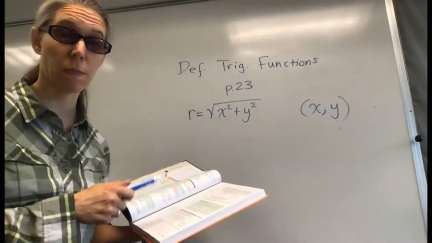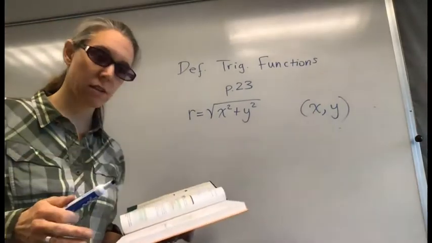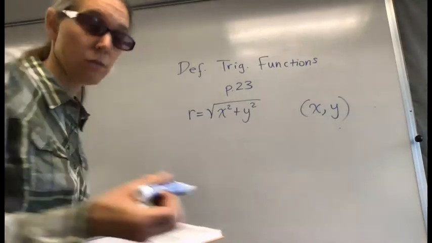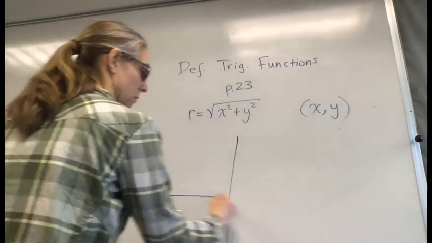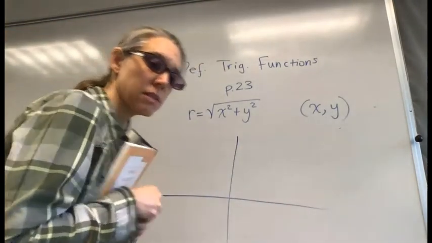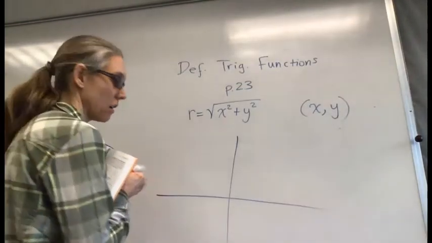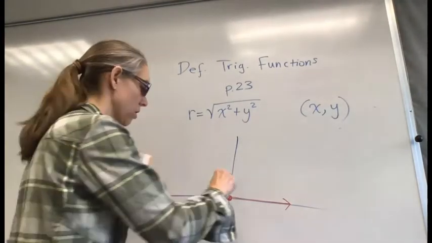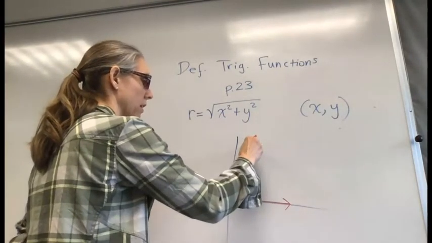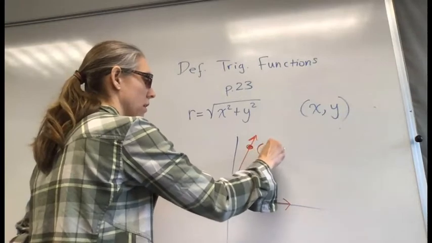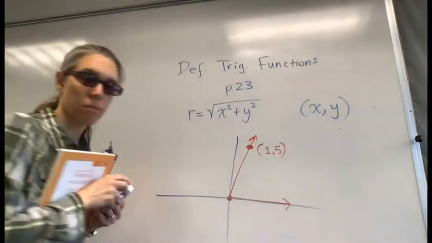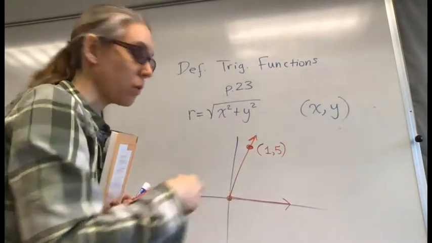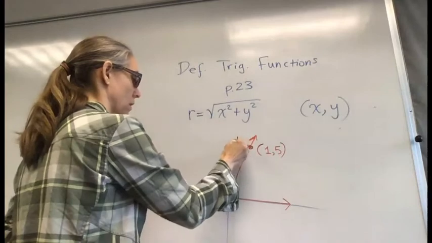23 of your textbook. So if you have a point on the terminal side of a standard position angle, so let's say this is my standard position angle. The initial side is on the positive x-axis. The vertex is at the origin. And let's say this point right here is 1, 5.